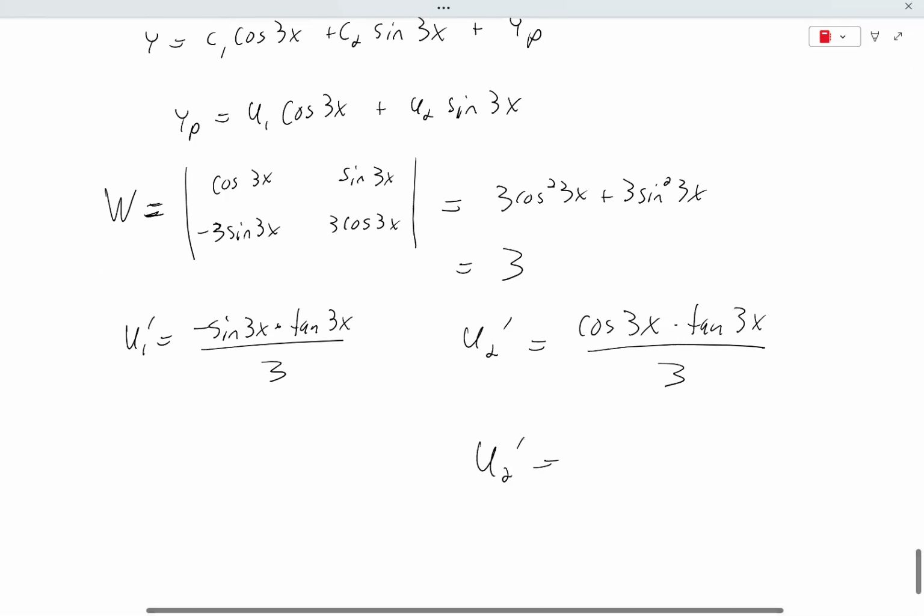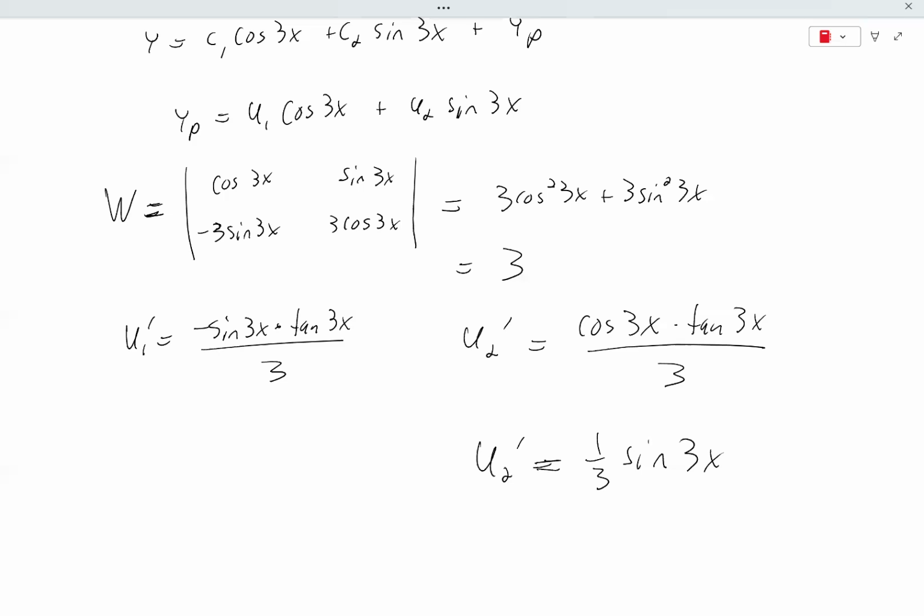So u2 prime, that would be tangent, which is sine over cosine, right? So the cosines would cancel. So I think you get like 1/3 sine 3x for that one. Okay, then it's your antiderivative there. That one's not too bad.